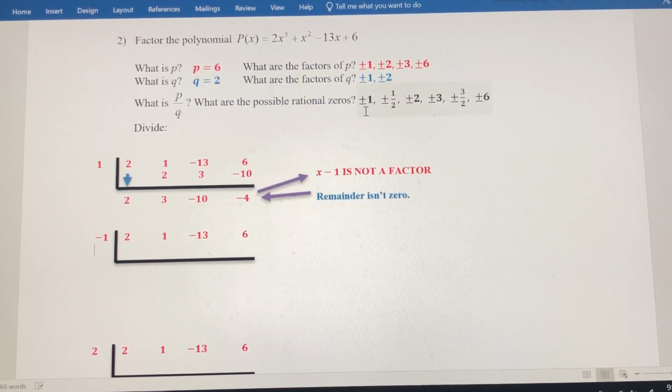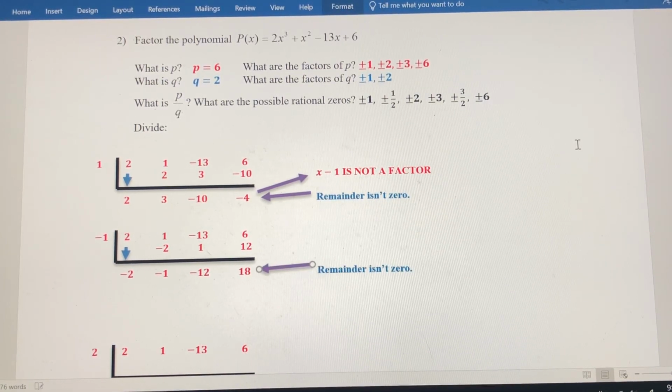Now we want to try negative 1 and see if that works. We're going to sprint through that. Hopefully the remainder is 0, which would mean we have one of our factors, but it's not. The remainder here is not 0, so x plus 1 is not a factor. I need to test something else. I'm going to stay away from fractions for now. Some of you might struggle with fractions, and I think it's easier just to test the whole numbers. Eventually we'll get to a factor.